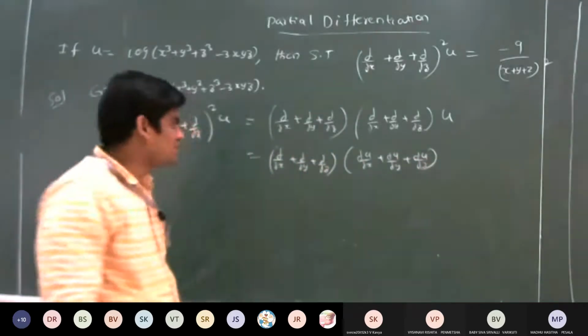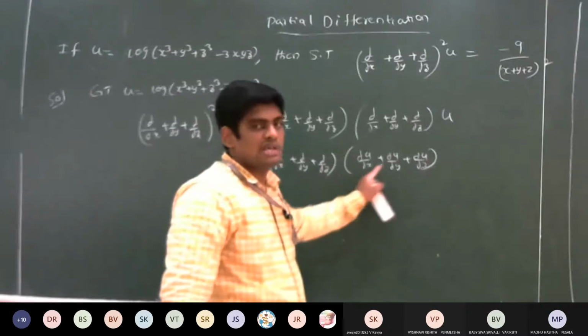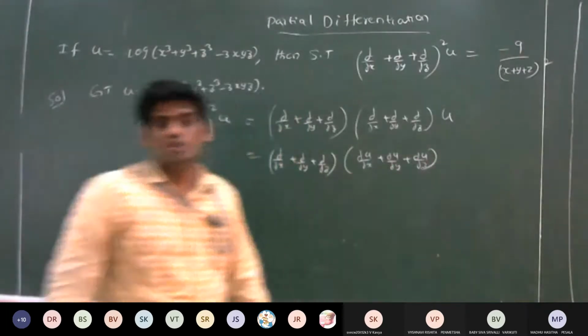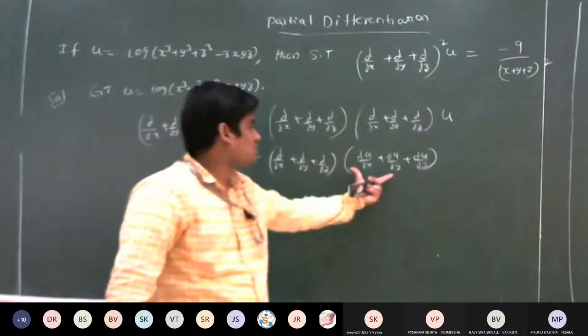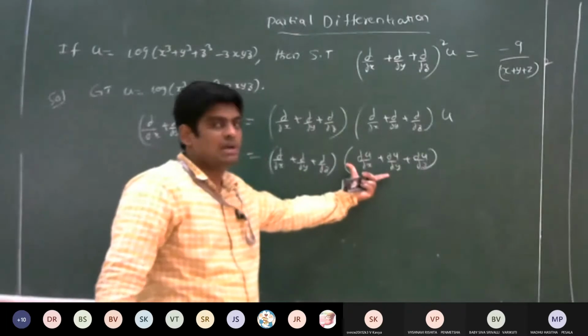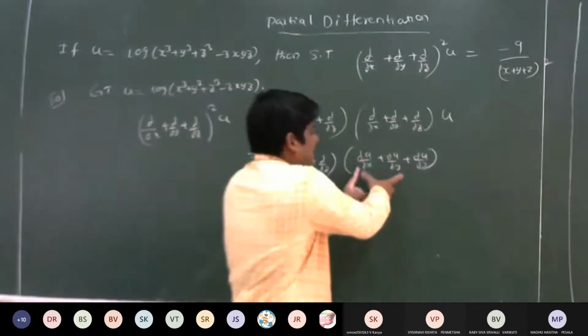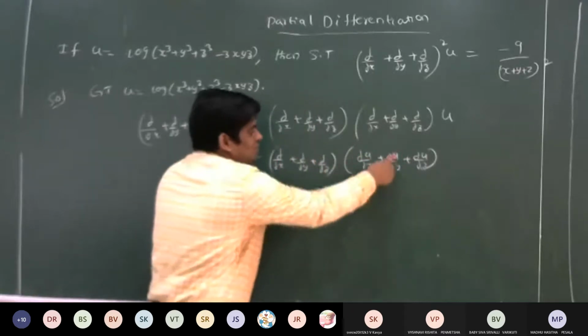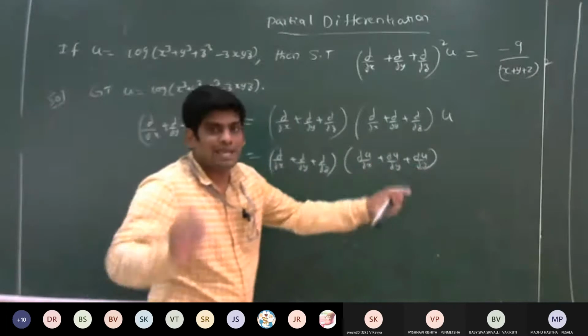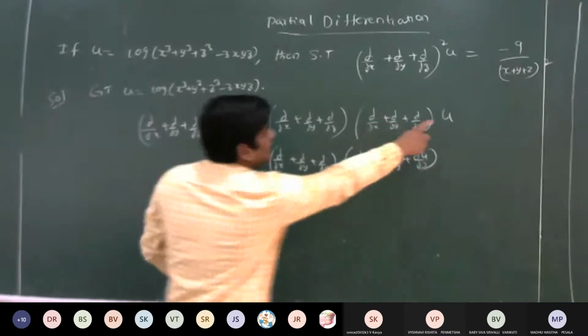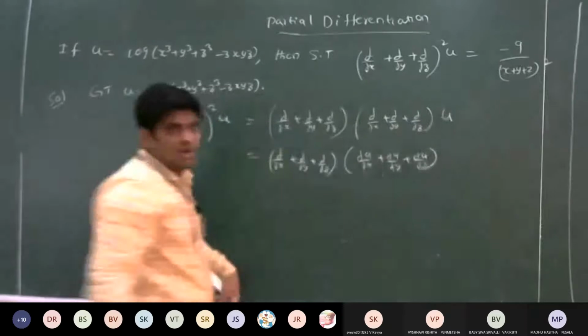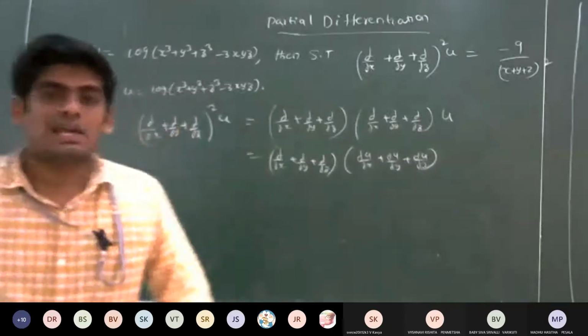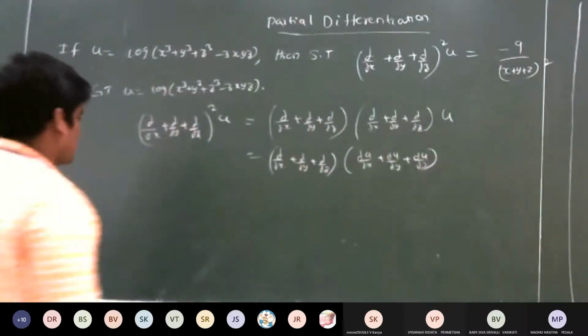Now first we have to simplify the values of dou u by dou x, dou u by dou y and dou u by dou z. Then after that we have to substitute these values in this one. Then the value of dou u by dou x plus dou u by dou y plus dou u by dou z becomes something simple, and then finally you will get the required solution. So that is the process.